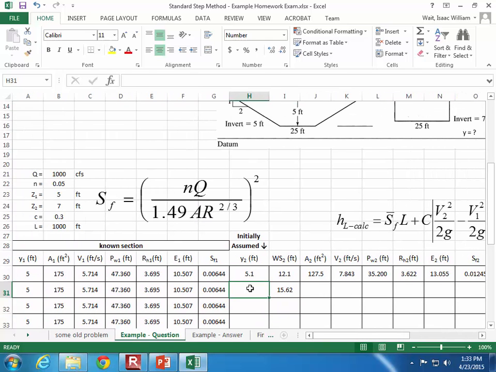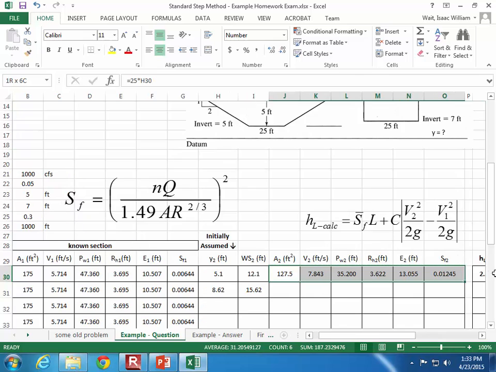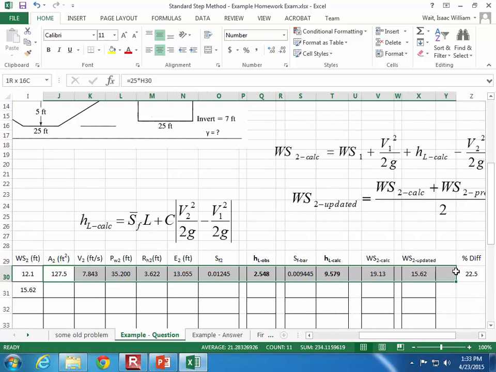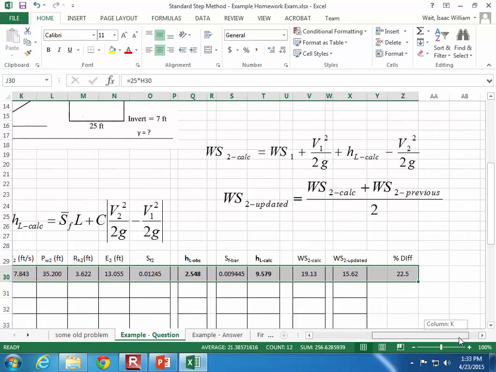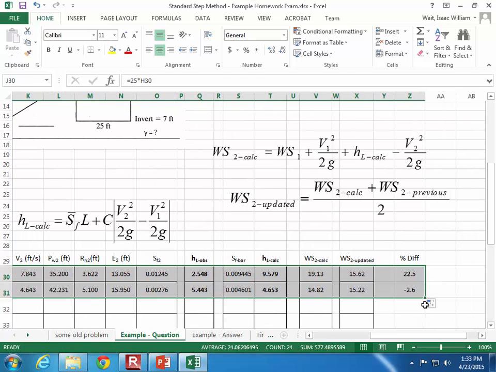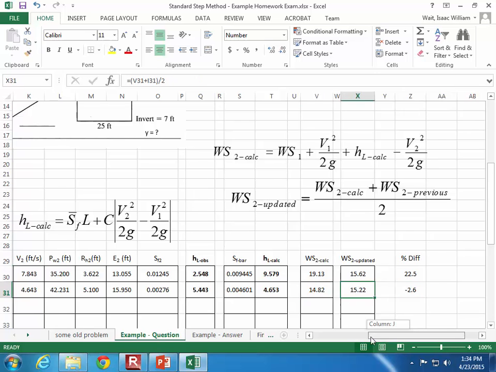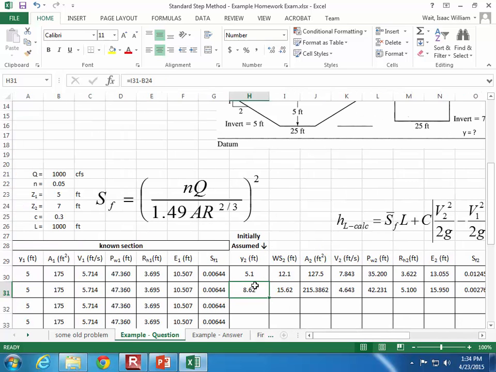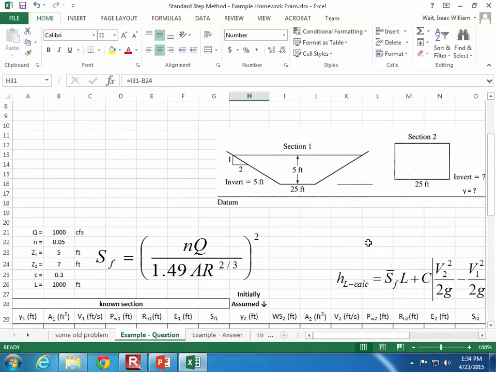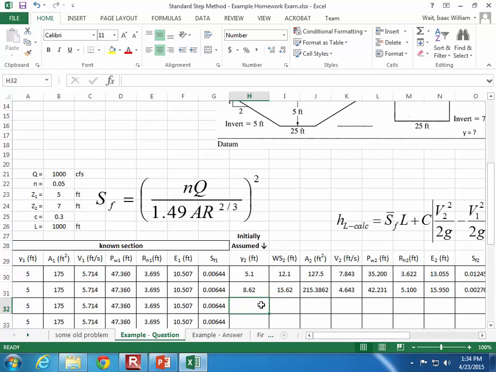And so what is Y2? It is the water surface minus the elevation, the Z2. So that gives me what I should use as my new depth, and everything else just drags, including this percent difference. Okay, we have a big improvement. Now there's a lot less error there between the calculated and the updated. And so 8.6 is a much better guess for how deep the water is than 5.1 was.